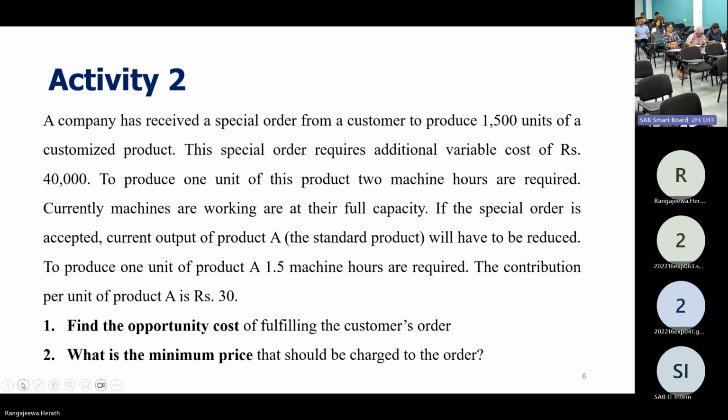If the special order is accepted, the current output of product A, the standard product, will have to be reduced. To produce 1 unit of product A, 1.5 machine hours are required. Contribution per unit of product A is 30 rupees. Find out the opportunity cost of fulfilling the customer order.